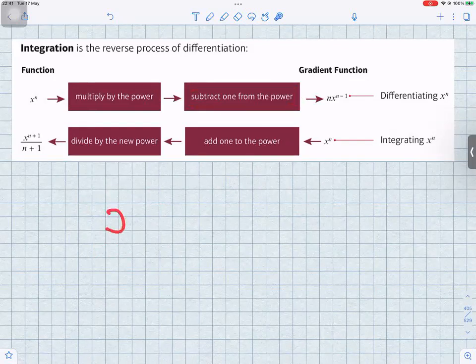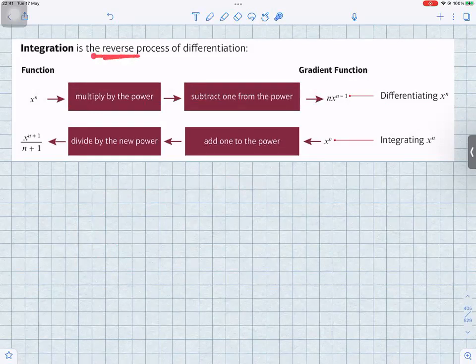So we have x to the power n. You multiply by the power, the n comes in front, and you subtract 1 from the power. So you get nx to the n minus 1. So that is what we call differentiating x to the power n. Two things. Number one, multiply by the power. Number two, subtract 1 from the power.